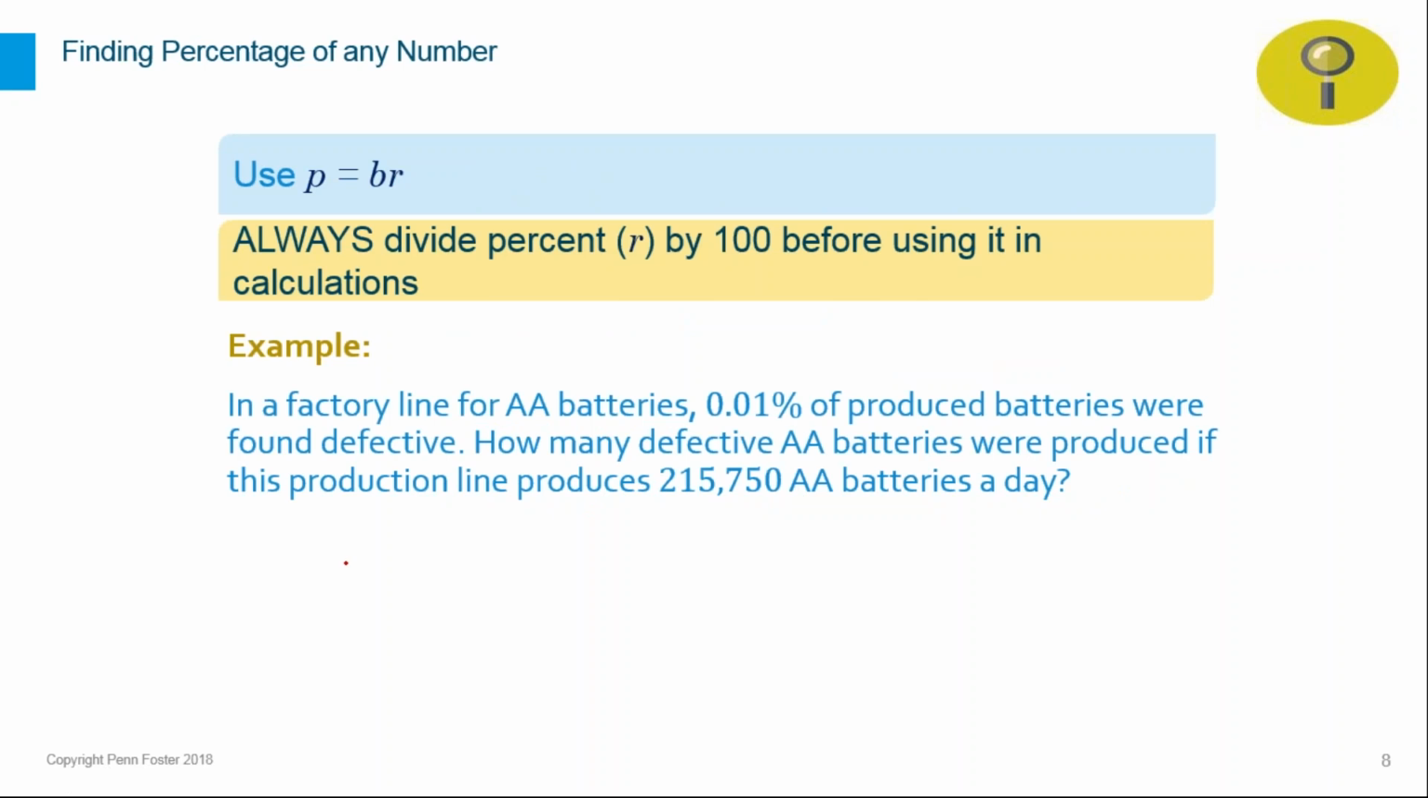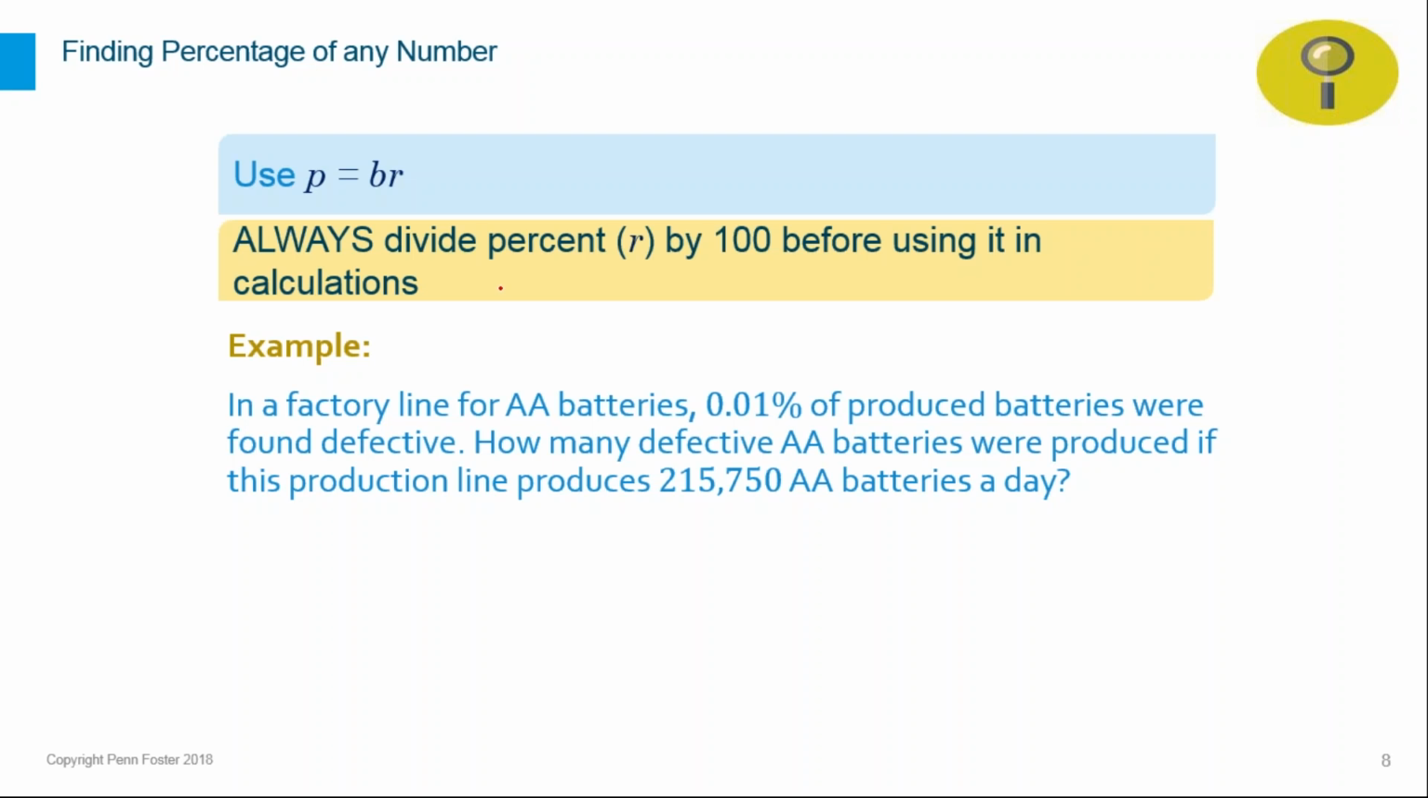Okay, so how can we use the formula then? Now we know P equals B times R, the percentage equals the base times the rate. How can we use this formula in an actual problem? Well, before we go ahead and do a specific problem, I have this note in yellow in most of my slides. We need to always have in mind that we cannot use a percent as is in calculations.